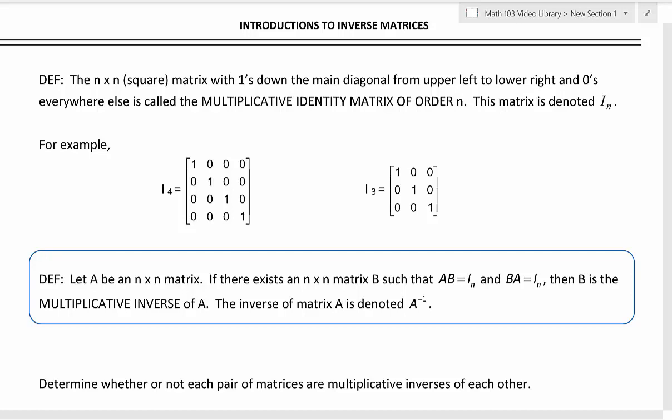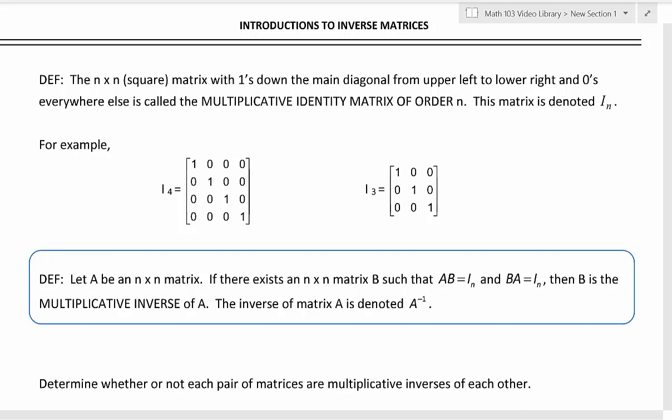Before we can talk about the inverse, we have to talk about the identity. The n by n matrix with ones down the main diagonal from upper left to lower right and zeros everywhere else is called the multiplicative identity matrix of order n. This matrix is denoted I sub n. I for identity, and the sub n is just the dimensions of the square matrix.